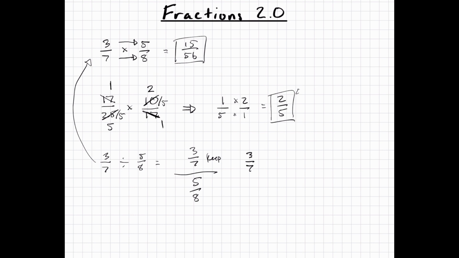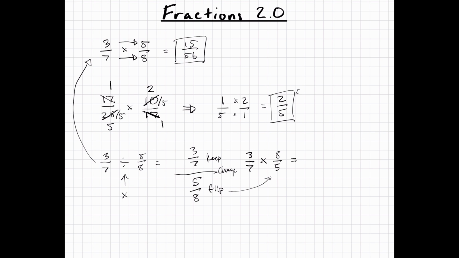Then we're going to change the division sign to a multiplication sign. Instead of doing division, we're going to do multiplication now. That's the change part. Change. And we're going to flip the second fraction. Flipping it means instead of doing times 5 over 8, we're going to do times 8 over 5. This works because dividing by something is the exact same as multiplying by its reciprocal. So the reciprocal of 5 over 8 is just 8 over 5. So now we can do this multiplication just like we had been practicing earlier.